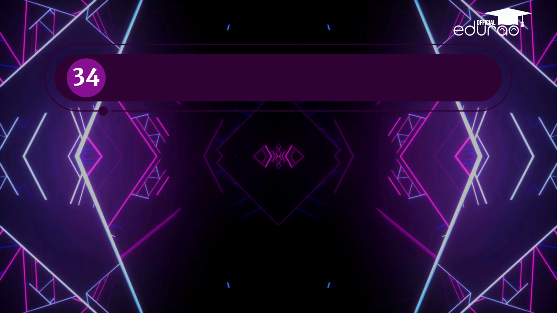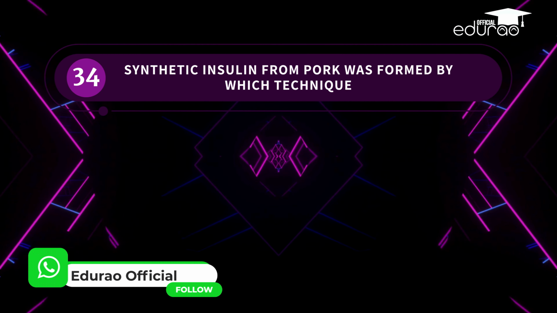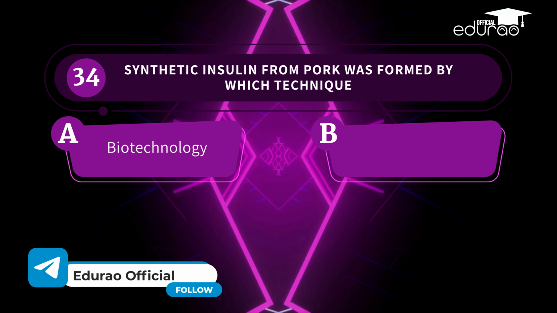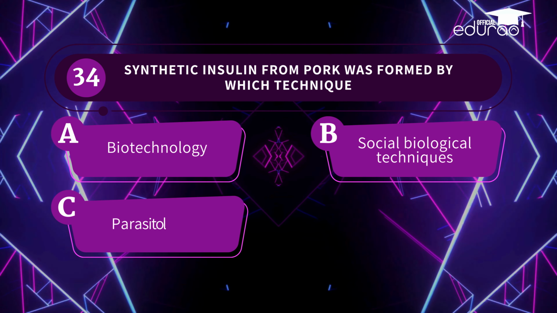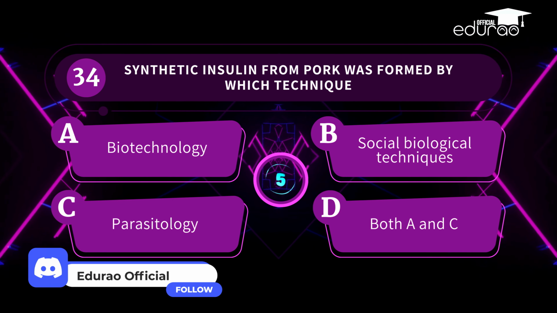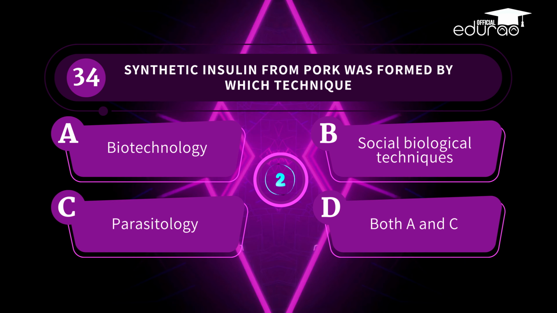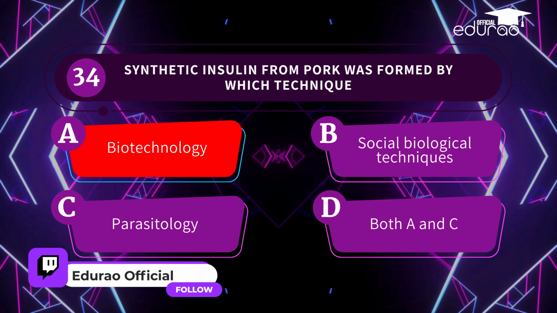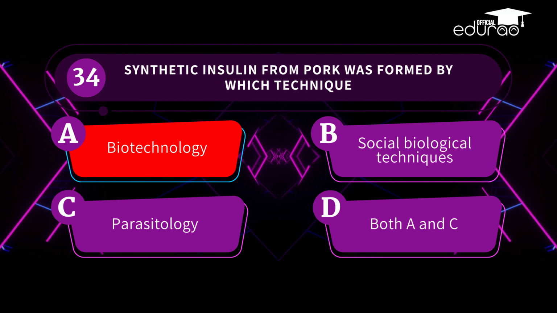Question 34. Synthetic insulin from pork was formed by which technique? A. Biotechnology. B. Social biological techniques. C. Parasitology. D. Both A and C. You've got the right take on this. The correct answer is biotechnology.